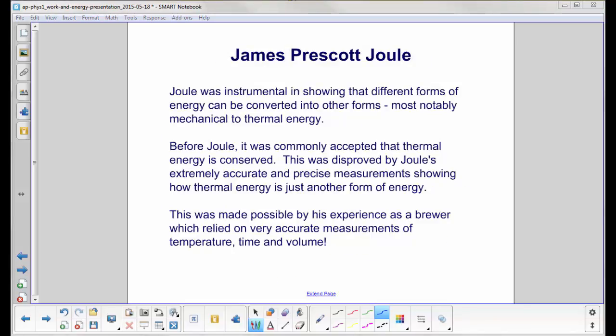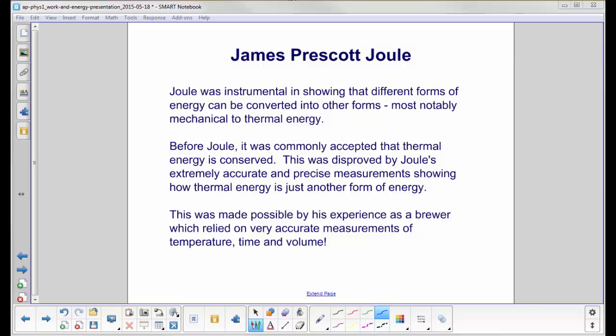James Prescott Joule was instrumental in showing that different forms of energy can be changed into other forms, most notably mechanical to thermal energy. Work was also done by James Watt with his efforts on the steam engine. Before Joule, it was commonly accepted that thermal energy is conserved. It always stays the same. It cannot be moved into a different type of energy.